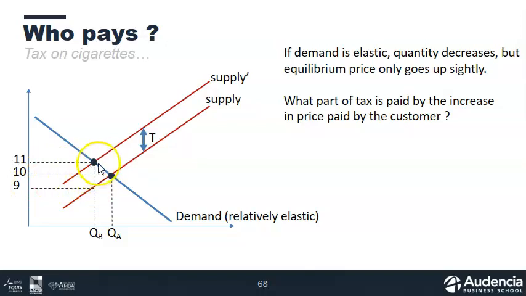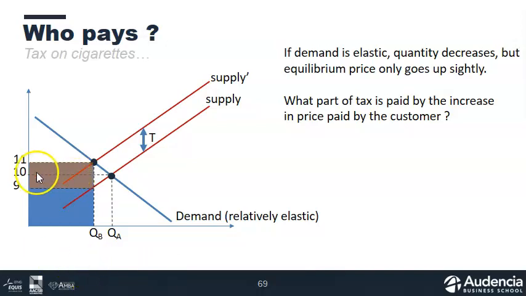The consumer pays 11, the producer keeps 9. They're making 1 euro less than they were before. The consumer is paying 1 euro more than they were before. And the tax is shared between the suppliers and the demanders. Now, this sharing of tax will depend on the shape of demand. Let's take the same example if we had an inelastic demand.